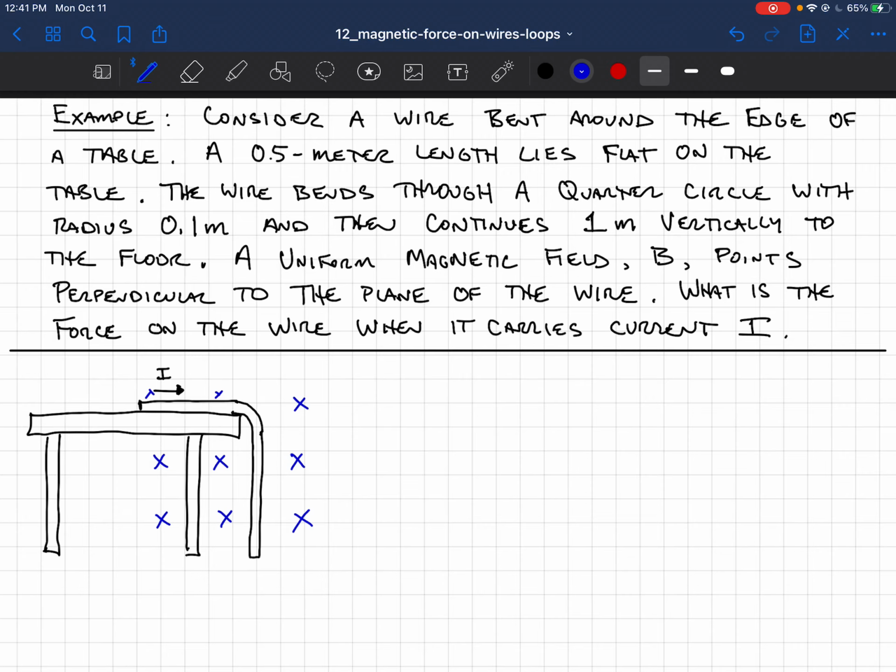And the question is, what is the force on that wire, meaning what is the net force on that wire? So let's just draw a couple extra little things on here. Let's give it a length.